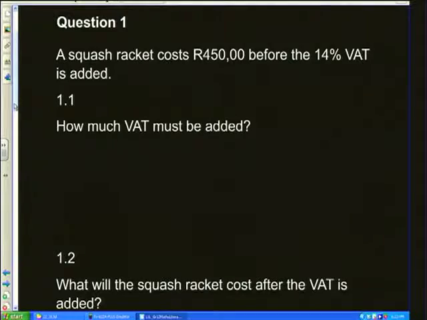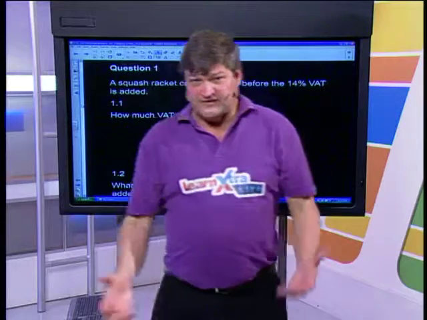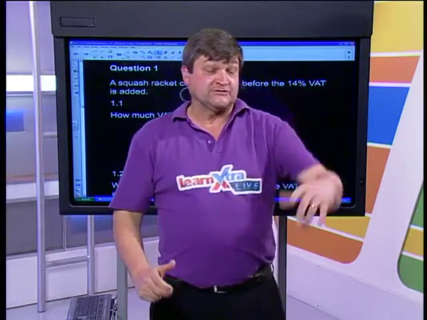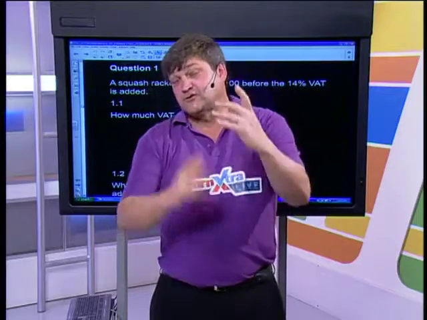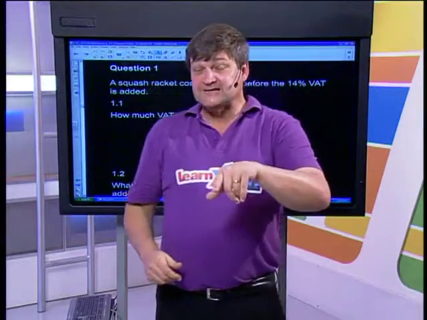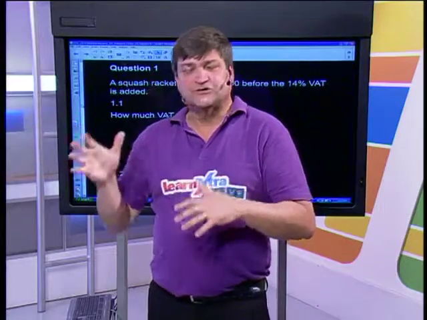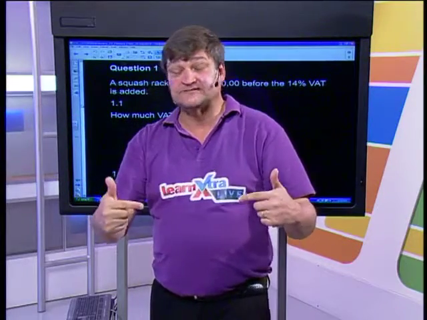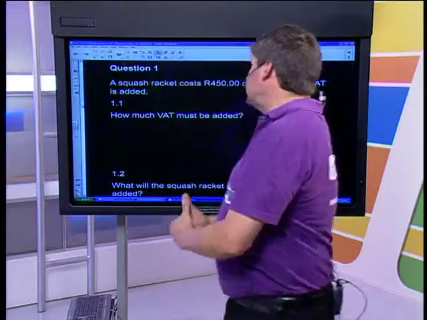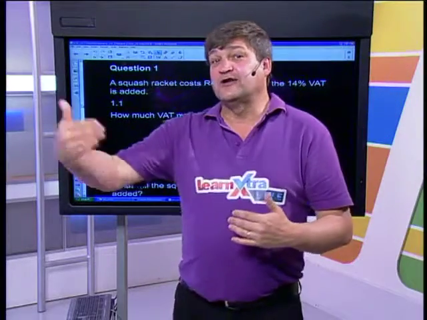A squash racket costs 450 Rand before the 14% VAT is added. How much VAT must be added? Okay, so I decide I'm going to be fit and play a bit of squash. To play squash, I've got to have a squash racket. This particular one that I want costs 450 Rand, but the VAT hasn't been added to that 450 Rand. That's kind of illegal, hey? Because nowadays when you go in the shop, the price has got to include that VAT. But let's say I've got this 450 Rand and I've now got to add the VAT.